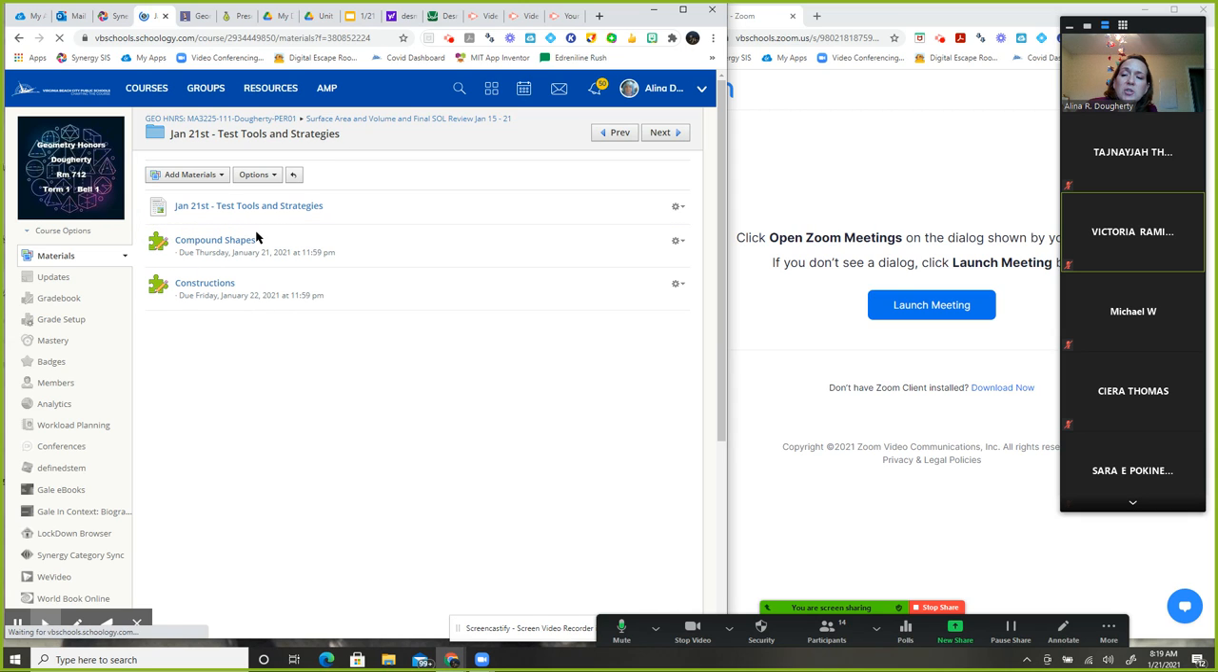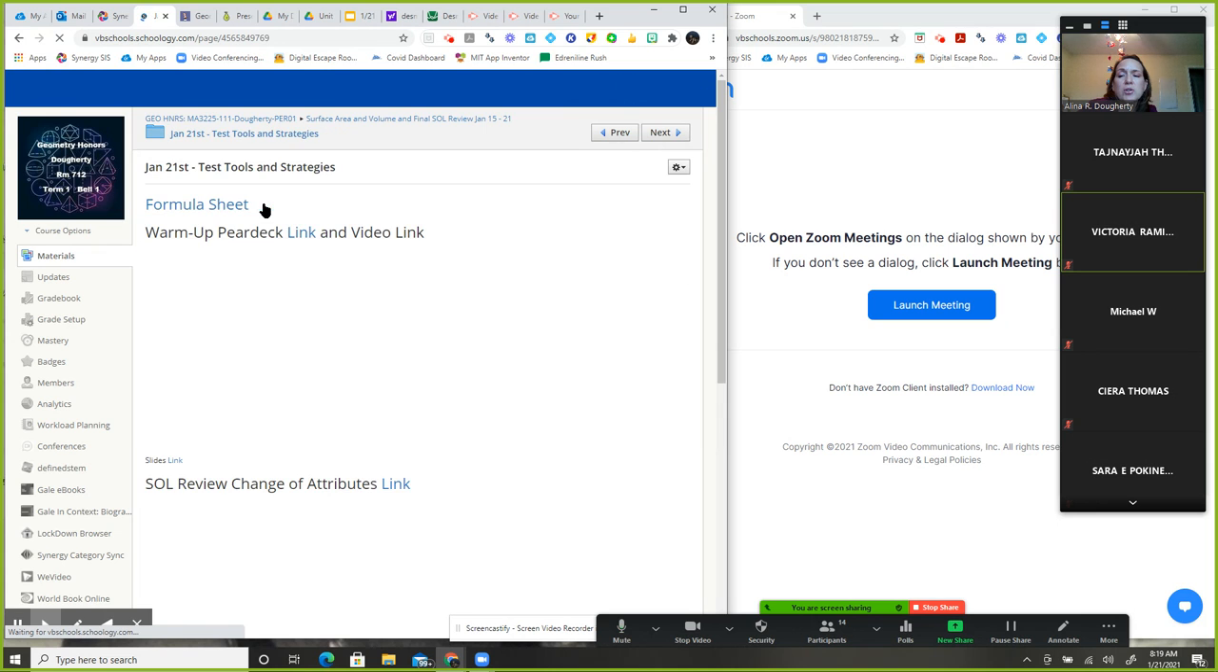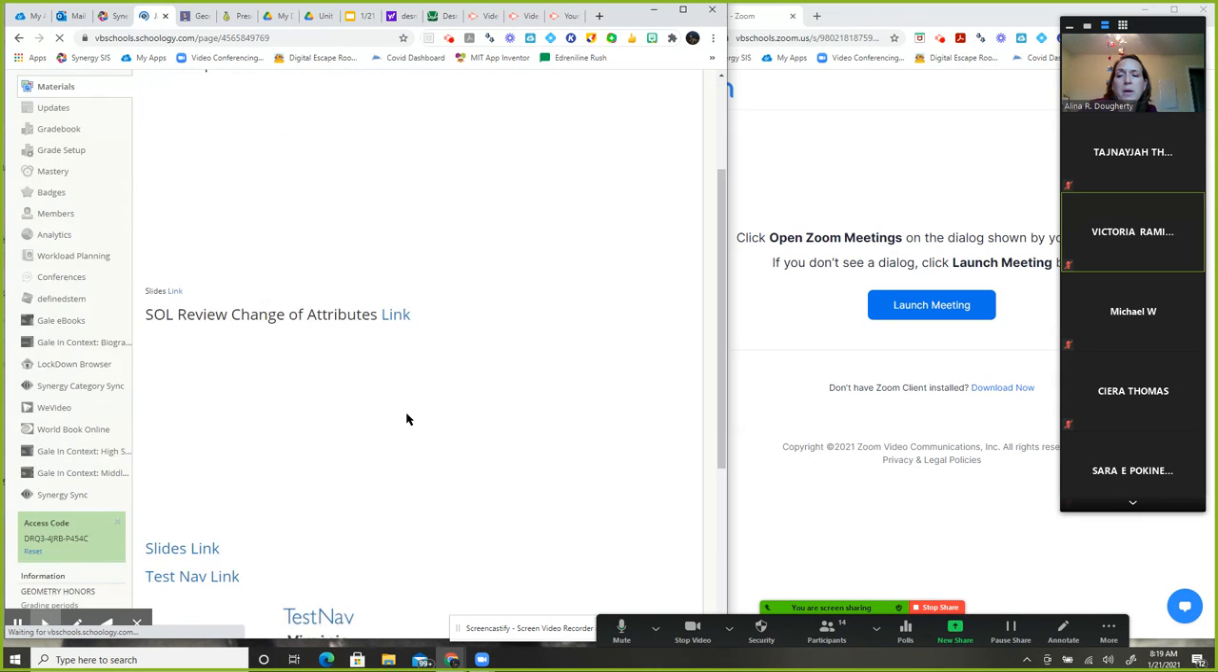You do have some compound shapes and some constructions here. These will count as extra credit if you do them. So they are not mandatory. They'll count for extra credit. Whatever you get correct will help.